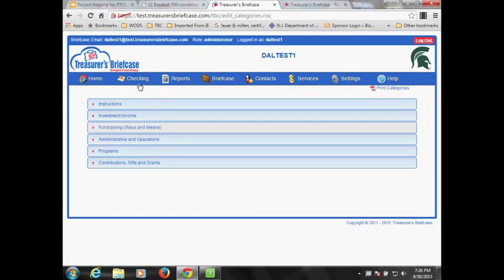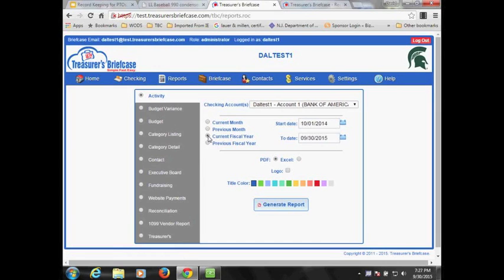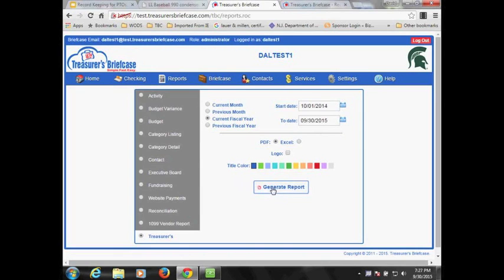Assuming when you enter transactions into your checking account, you post them or record them to the proper buckets and proper categories, preparing a treasurer's report is actually very, very simple. You would go to your reports menu. In this case, I'm going to go to custom reports. I'm going to click for the current fiscal year, my treasurer's report, and I'm going to generate it.